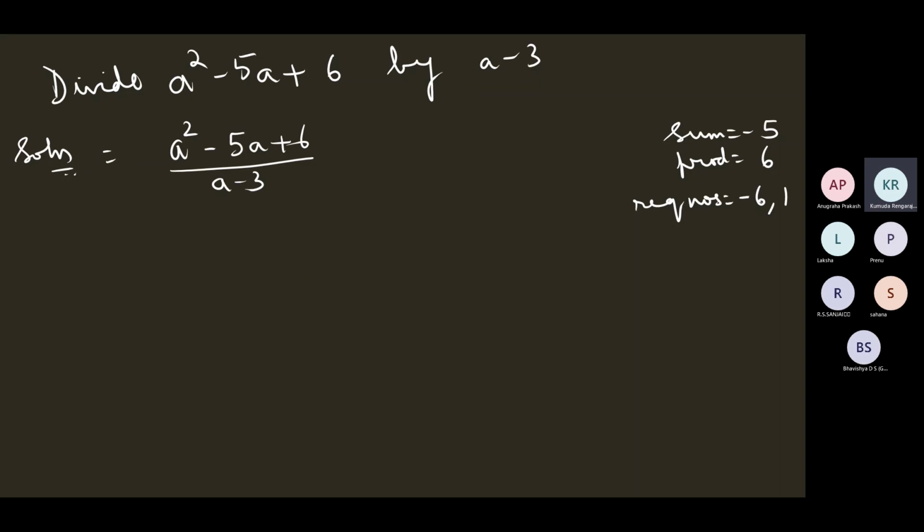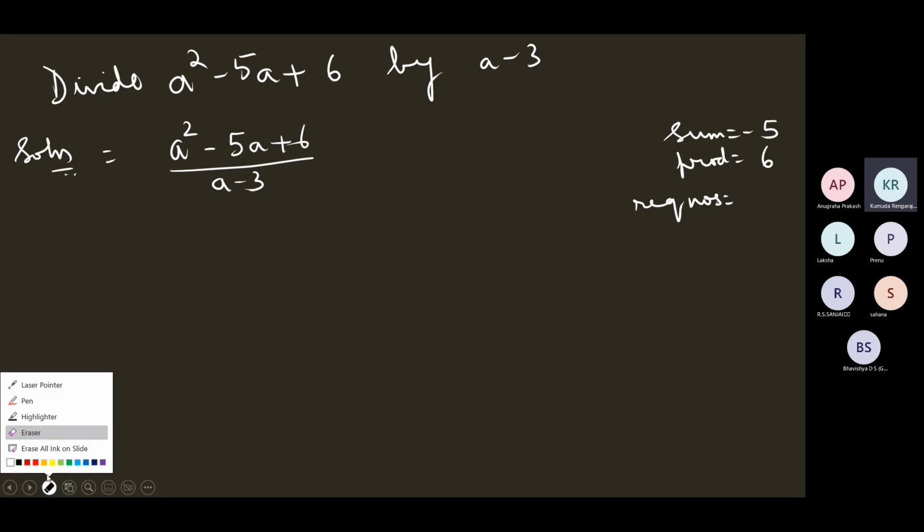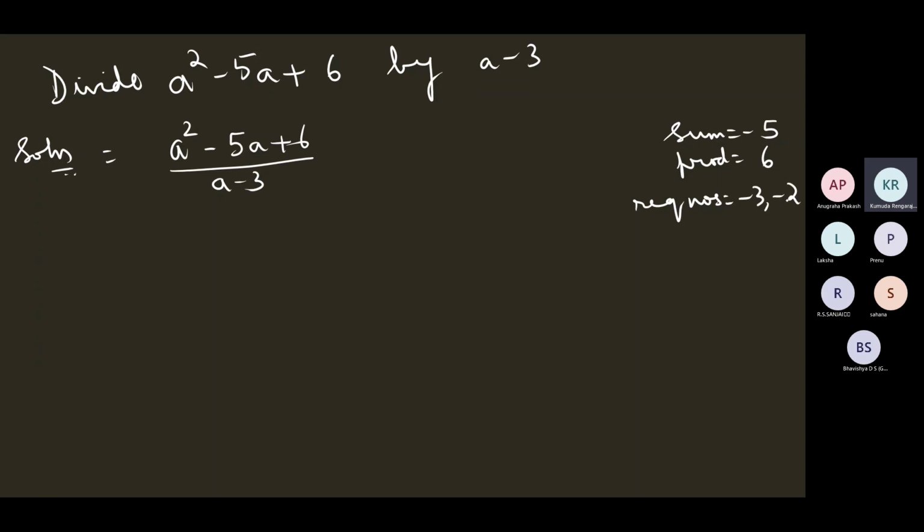See, the two numbers must satisfy the sum as well as the product. Your numbers satisfy the sum minus 5. What about the product? Minus 6 into 1 is minus 6, but the product is plus 6. So these are not the two numbers. No, minus 3, minus 2. Sahana, is it? Yes, ma'am. Very good. Minus 3 and minus 2 are the two numbers. The sum is minus 5 and the product, minus 3 into minus 2, minus into minus plus, is 6. So it will be A squared minus 3A minus 2A plus 6 divided by A minus 3.